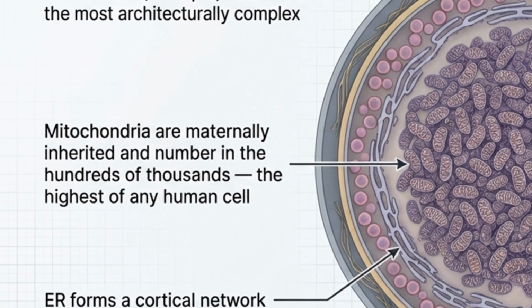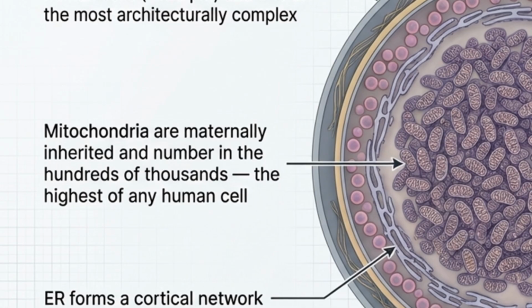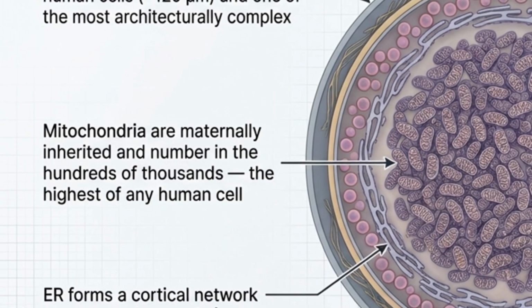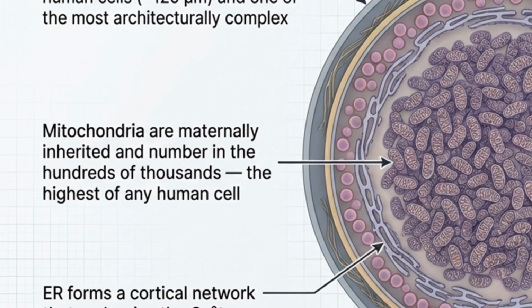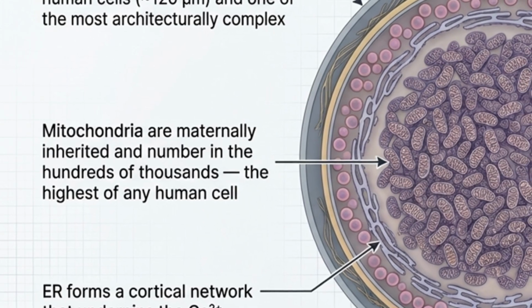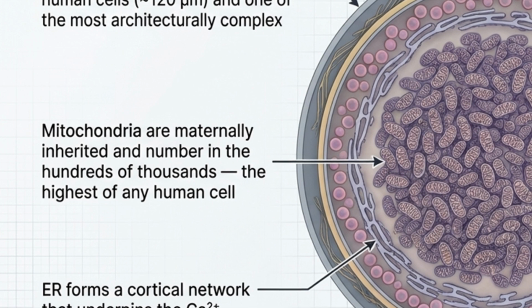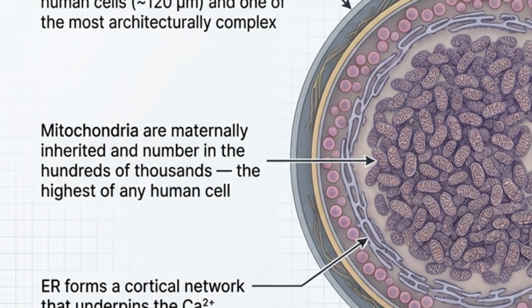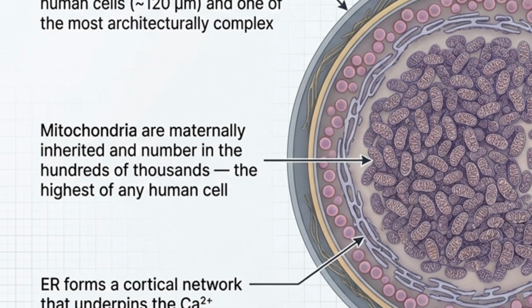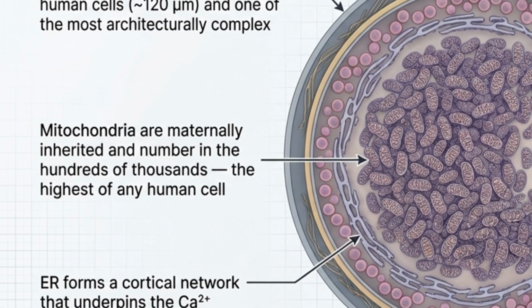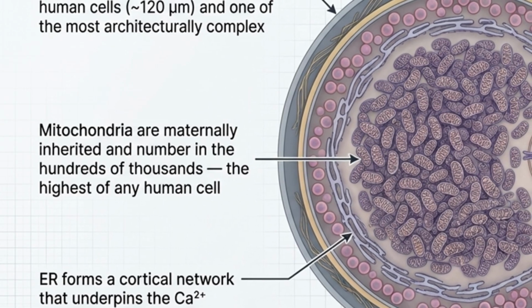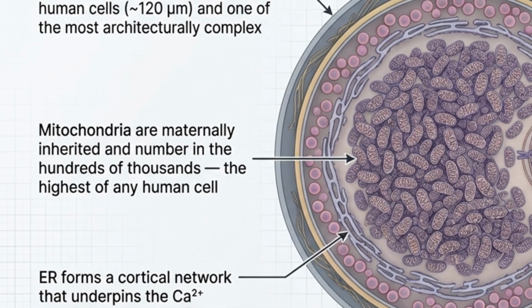Mitochondria in the oocyte are present in numbers that would be astonishing in any other cell context. Hundreds of thousands per cell, the highest mitochondrial content of any human cell type. These mitochondria are entirely maternally derived. The mitochondrial genome passes exclusively through the maternal line. They cluster in characteristic patterns around the nucleus and throughout the cytoplasm, and their distribution during maturation is an active, cytoskeleton-dependent process.